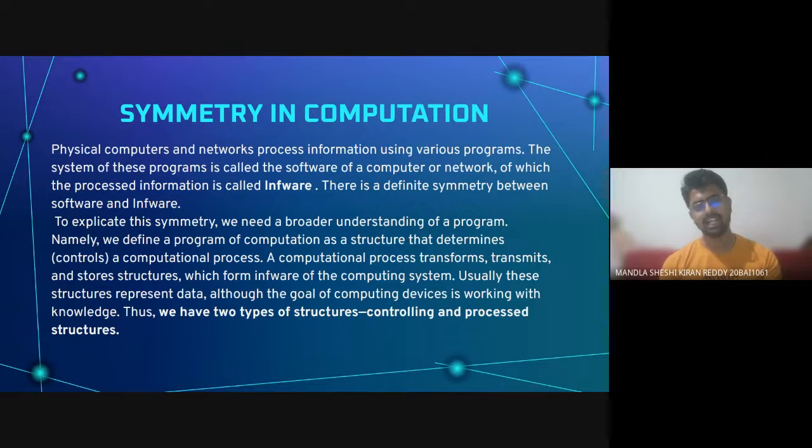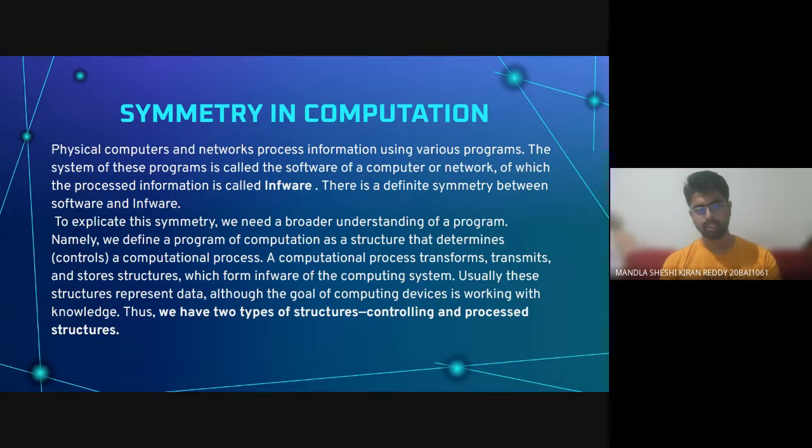Now, let us see another term, which is the processed information, which is called the infware. The programs are called the software, and the processed information is called infware, and at a certain point there is a symmetry between the software and the infware. To explicate the symmetry, we need a broader understanding of a program. Namely, we define a program of computation as a structure that determines a computational process.